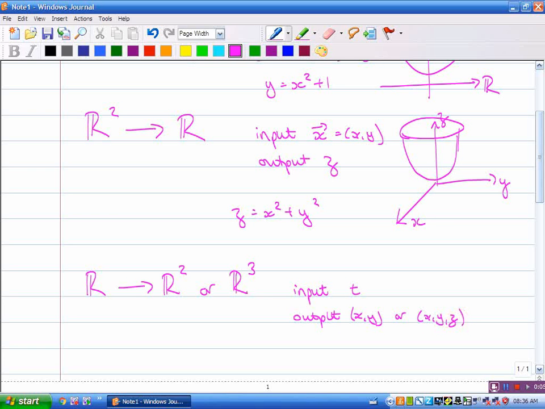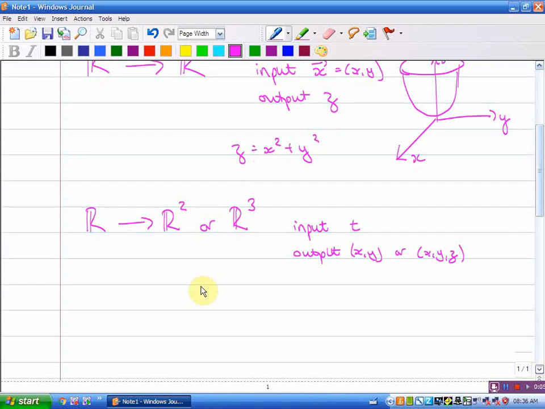A typical formula, let's give a typical formula first. It would look something like: t goes to cos t, sin t, t. That's a pretty typical one. So your input is just a single number, a value t. You plug it into all three components, and what you get out is a vector in three components.